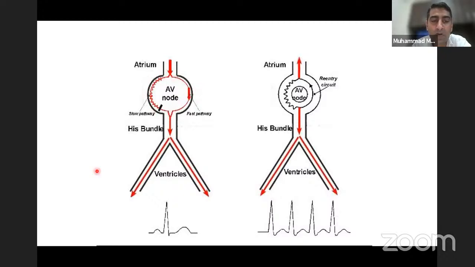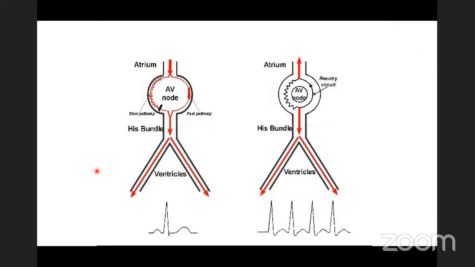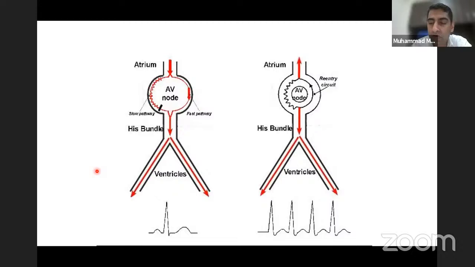So looking at the ECG, for you guys, there is no difference. For us, there is a difference, but the mechanisms are totally different. And we ablate the slower pathway for treatment. When we go for the ablation, for AVNRTs we usually go for the slow pathway ablation, and for AVRTs we go for the accessory pathway ablation.